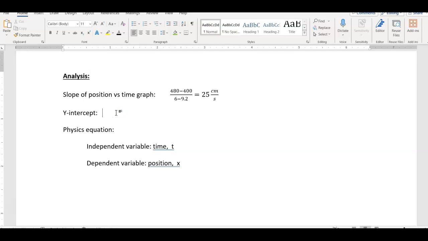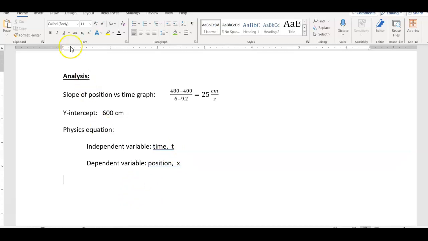For the y-intercept, I really don't need an equation box for this. I can just type it. I think it was 600. Okay. Then we're going to give the physics equation. So I have identified my independent and dependent variables and the descriptive names that I'm going to use for those in my equation.